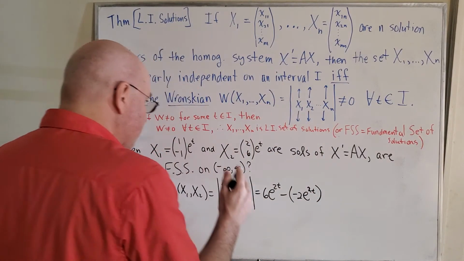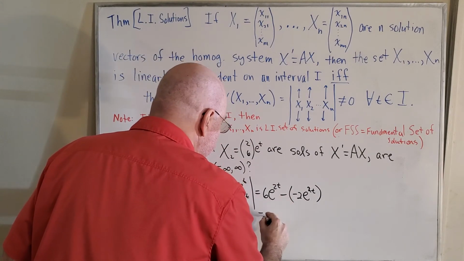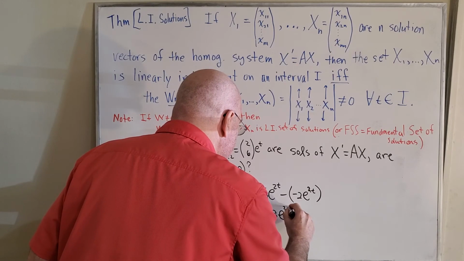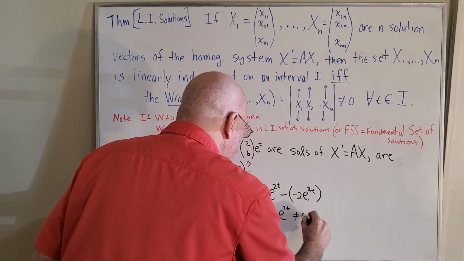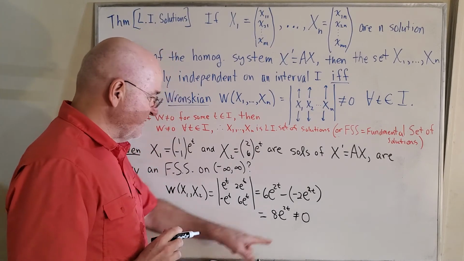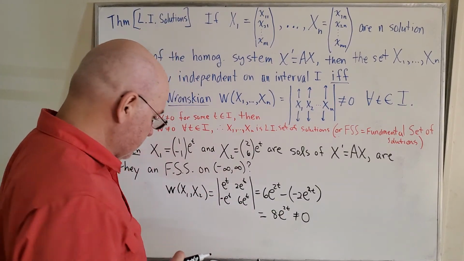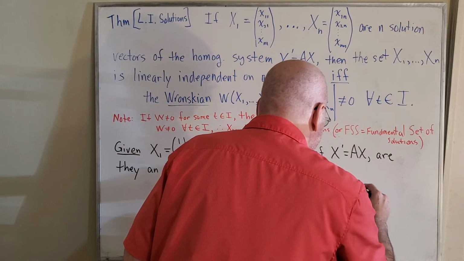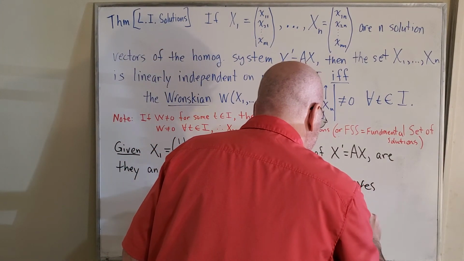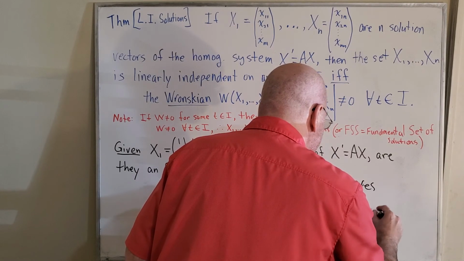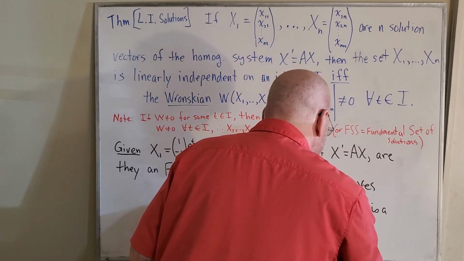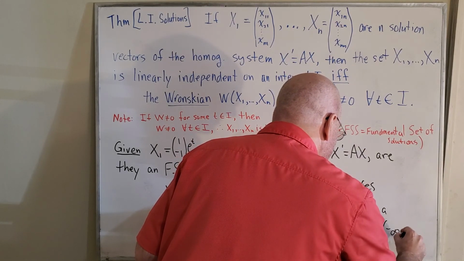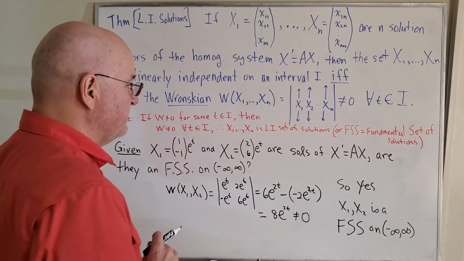So when we add those together, and we are adding here, minus a negative, they're like terms, and we just get 8e to the 2t, which is never, ever equal to 0. It doesn't matter what the value of t is. So, yes, x1, x2 is a fundamental set of solutions on the entire real line.